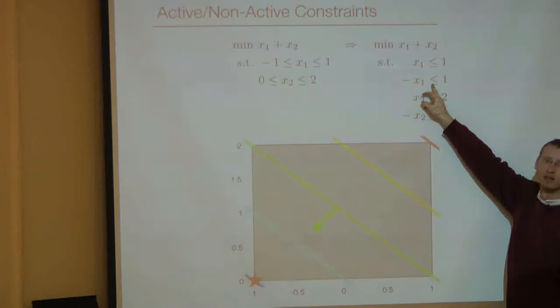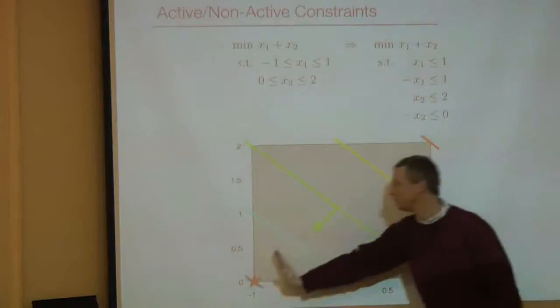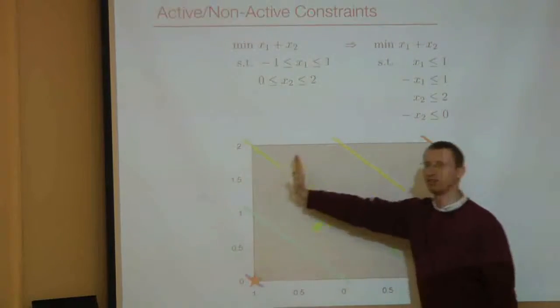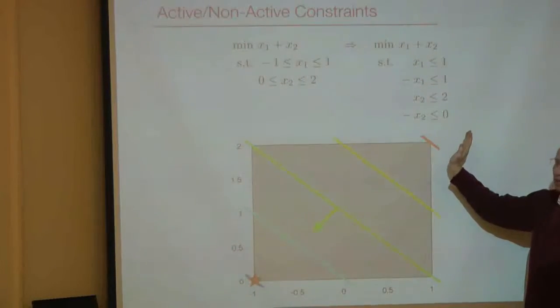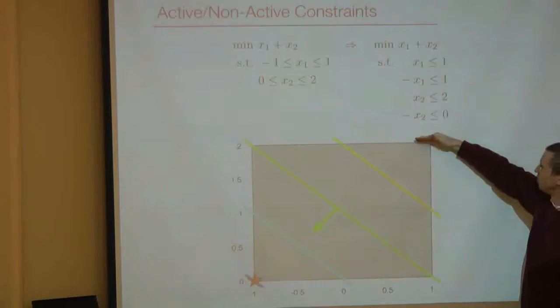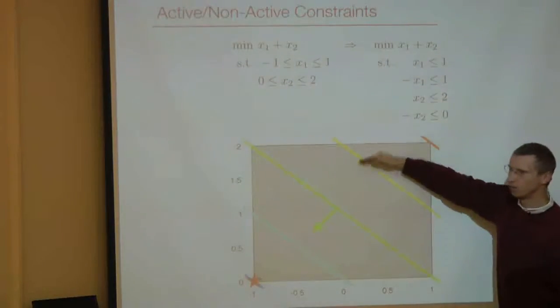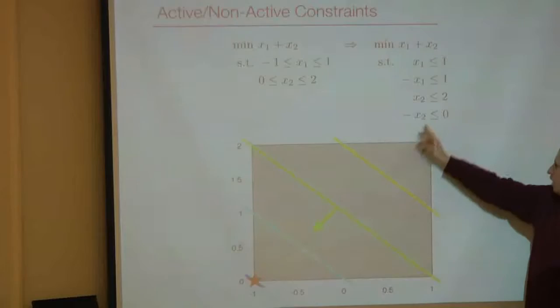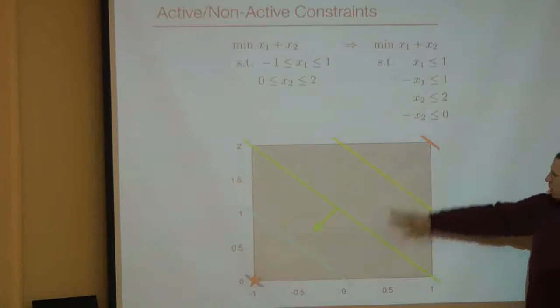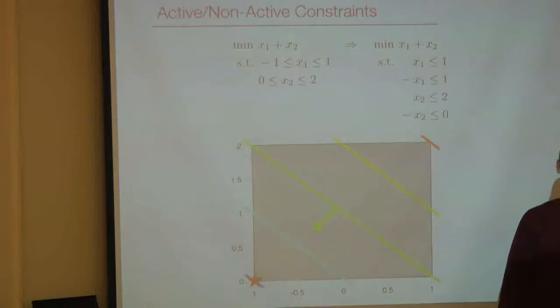This one is which one? It's this constraint here. It says x is larger than minus 1. This one is this constraint. It says x2 must be smaller than 2. And this one is this constraint. It says x2 must be larger than 0.